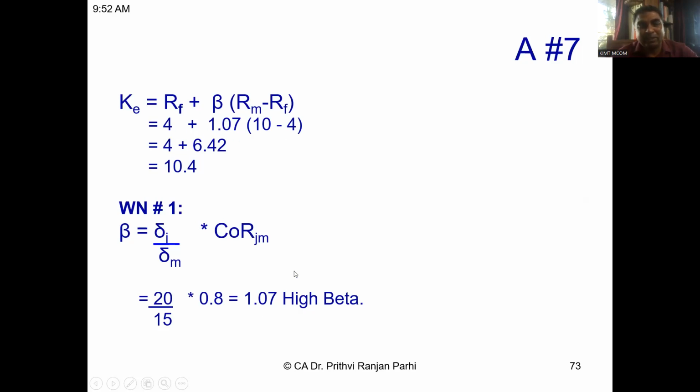How is beta calculated? This is the working. Standard deviation of the stock divided by standard deviation of market into correlation 0.8. It comes to 1.07. This 1.07 will be multiplied with RM minus RF. RM is 10%, RF is 4%. So if you put these figures, it comes to 4 plus 1.07 multiplied with 10 minus 4. Or it becomes 4 plus 6.42. So KE is equal to 10.4%.